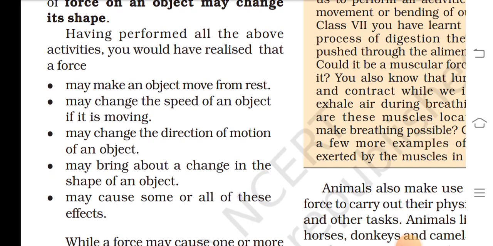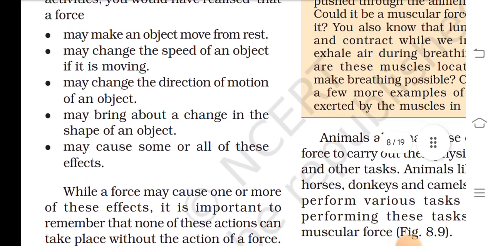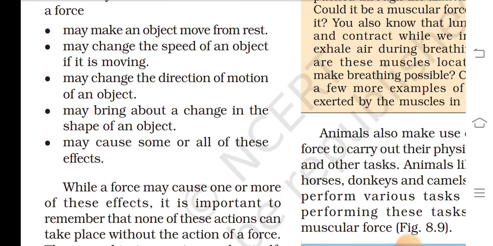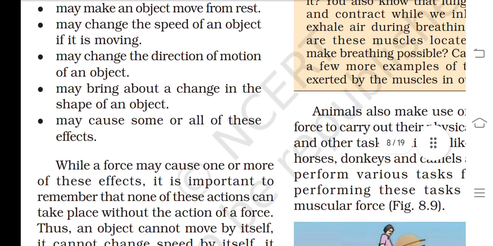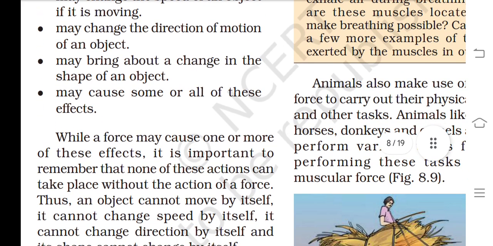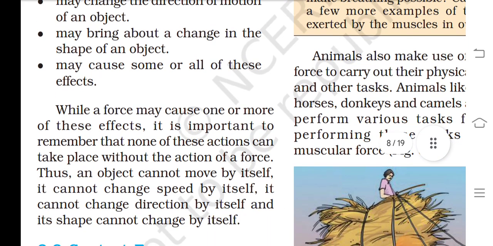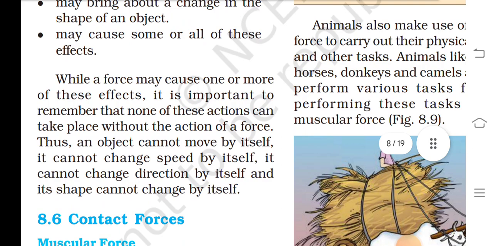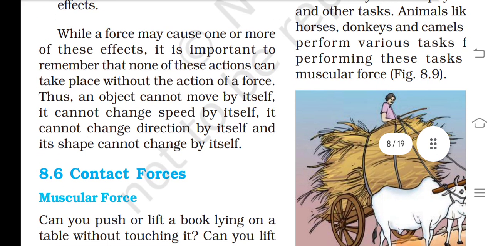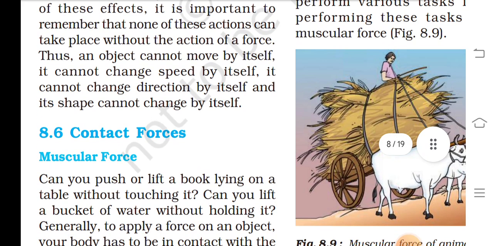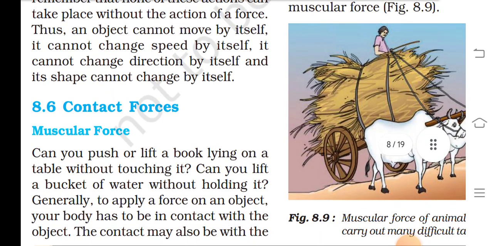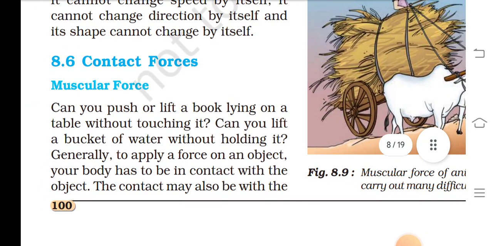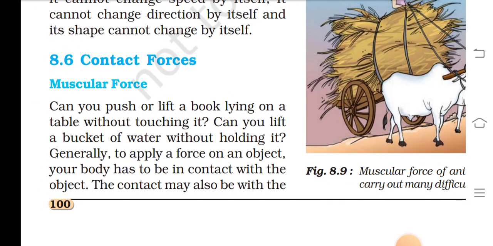Having performed all the above activities, you would have realized that a force may make an object move from rest, may change the speed of an object if it is moving, may change the direction of motion of an object, may bring about a change in the shape of an object, or may cause some or all of these effects. While a force may cause one or more of these effects, it is important to remember that none of these actions can take place without the action of a force. Thus, an object cannot move by itself, it cannot change speed by itself, it cannot change direction by itself, and its shape cannot change by itself.